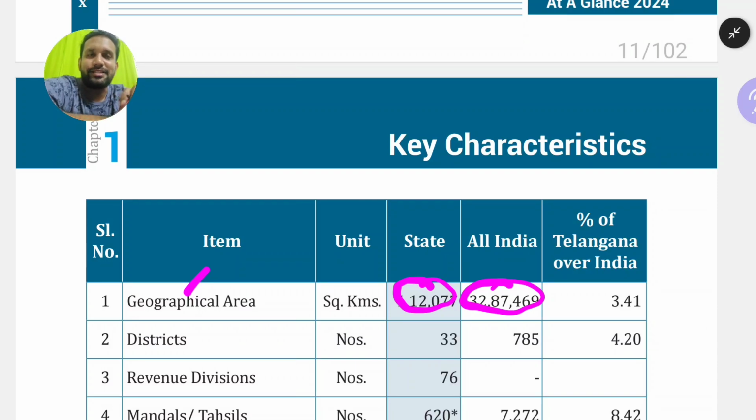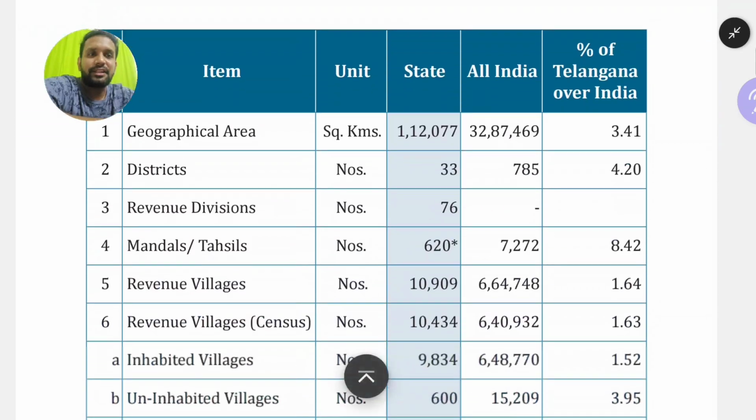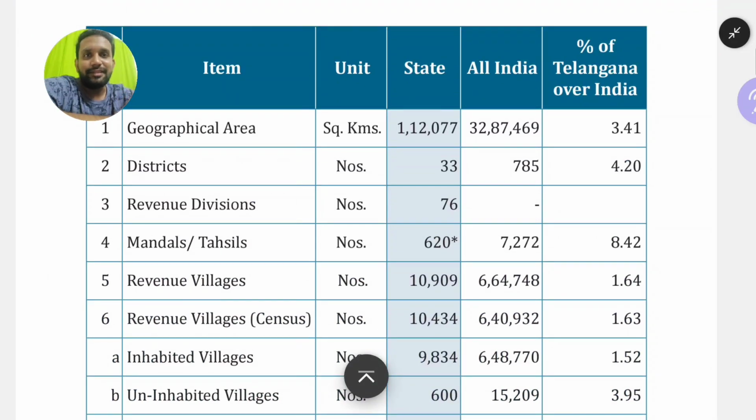I am not taking the units and tens decimals, so I will be doing the round off. You can directly see on the screen. So the area of Telangana is 1,12,000 square kilometers, whereas of India is 32,87,000 kilometers. Nothing but 3.4% of India's area is occupied by Telangana. So very beautiful. Okay, you got a GK here, right? So now the number of districts in Telangana are 33, whereas in India 785 districts are there. Percentages are not important. What I am telling, that only you have to remember from the examination point of view.